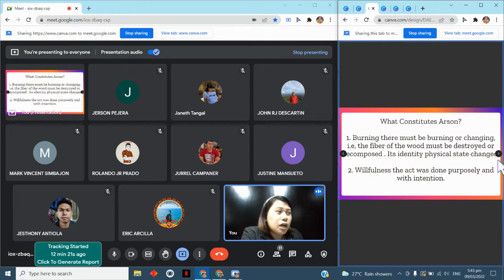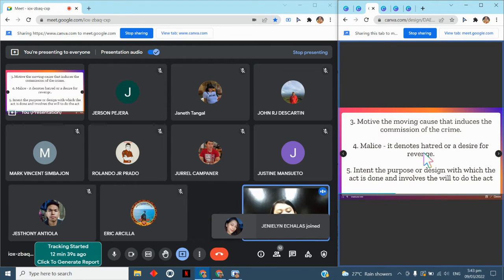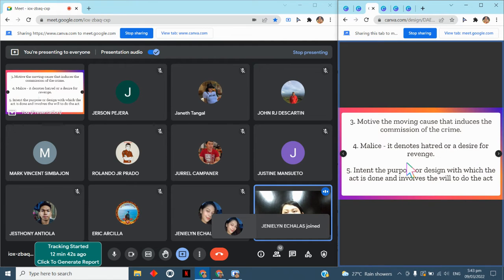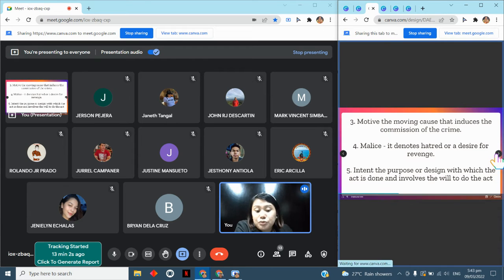You are very much driven by the fact that there is motive and intent to set a fire. Okay, so the moving cause that induces the commission of the crime is what we call motive. So, the driving mechanism. Your motive. Malice, no? It denotes hatred or desire for revenge. If you are resentful, you burn the company you work for, because your salary is small. Your way to take revenge, because they fired you, is to burn the company you worked for. So, there is also intent, no? What is your purpose or the deepest reason why you committed the burning of the building.